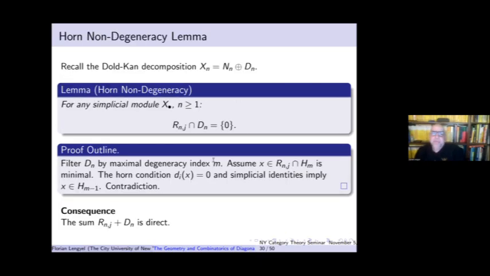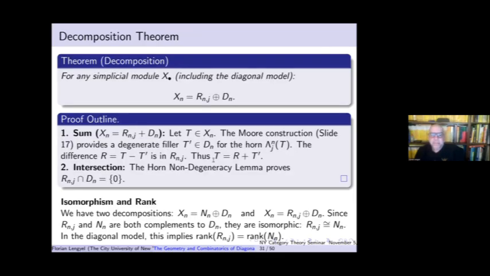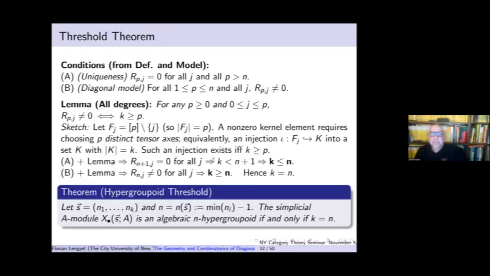And let me see what else. Oh yeah, I've learned non-degeneracy. I'm not sure if I need to say that. Oh, okay. We'll skip to the hypergroupoid threshold theorem. The simplicial module is an algebraic n hypergroupoid if and only if k equals n. Okay. So I may just decide to skip the proof unless you want to see it, I think.